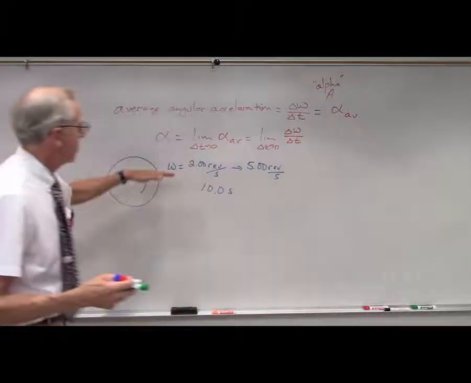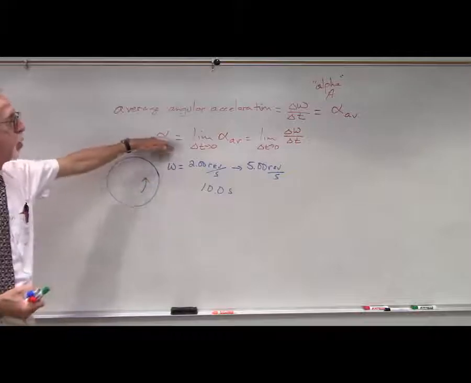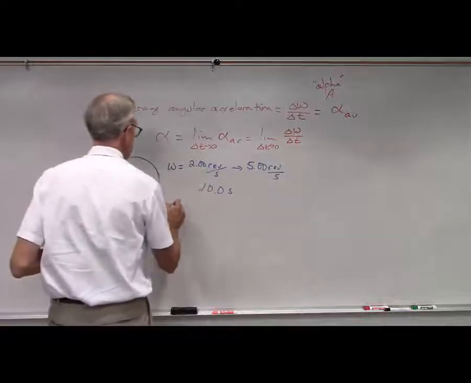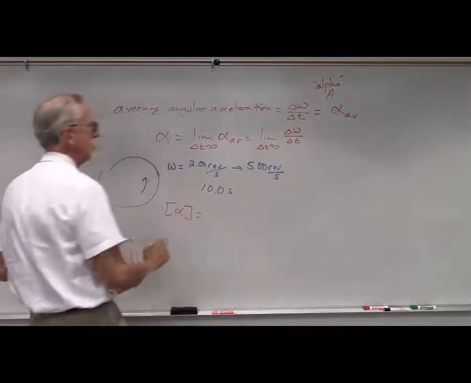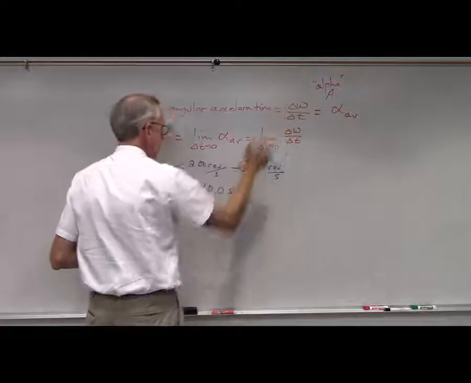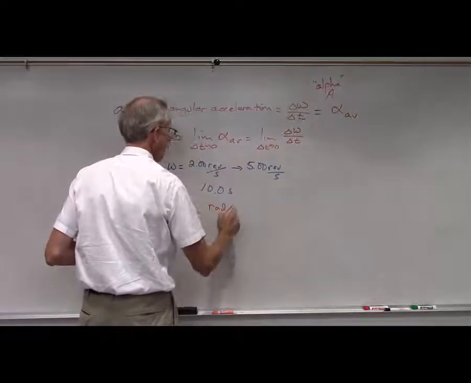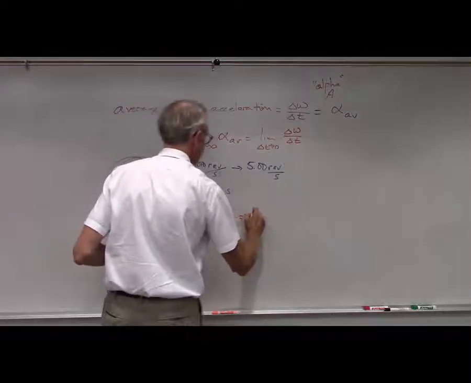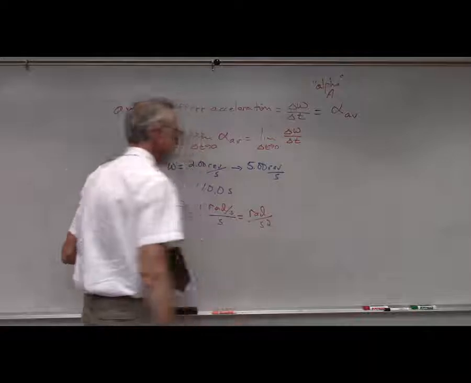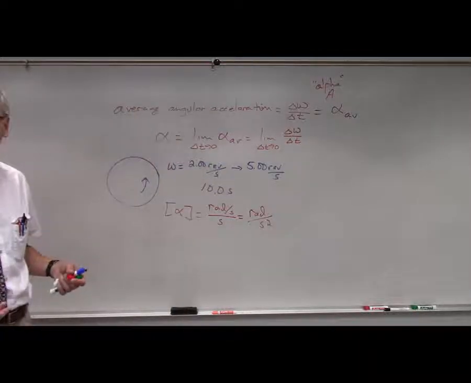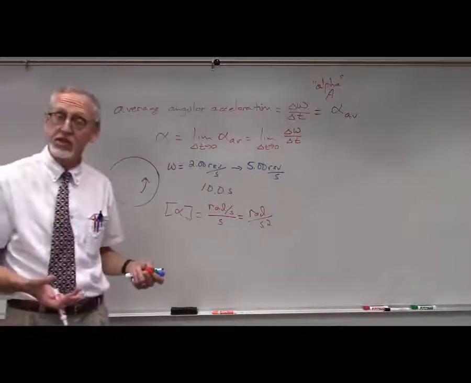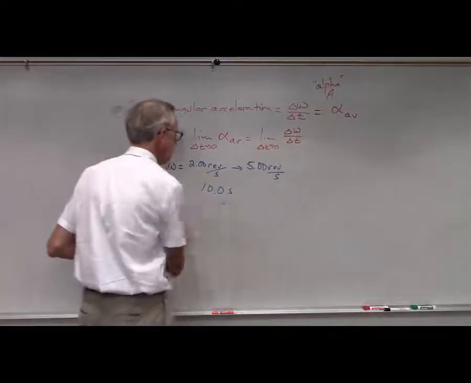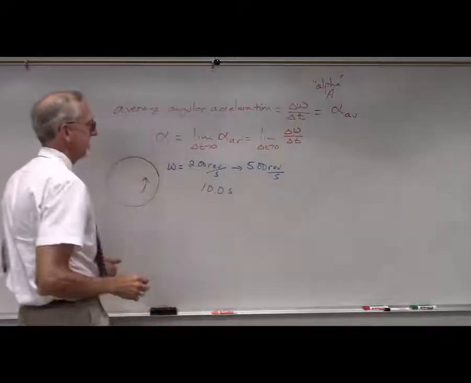Well, to put this in standard units to find out, what are the standard units of alpha? Well, standard units of alpha will be the units of omega, which are radians per second, divided by units of time, which are seconds. In other words, radians per second squared. So the units of alpha will be radians per second squared, very similar to the units of acceleration, which were meters per second squared. Okay, so to get these in standard units, we need to have omega in standard units.